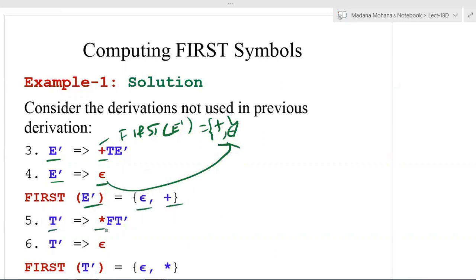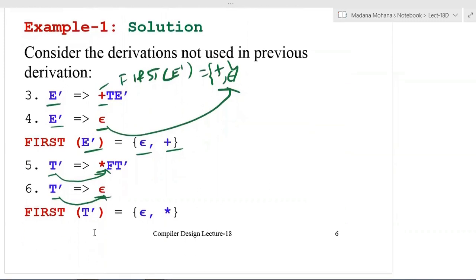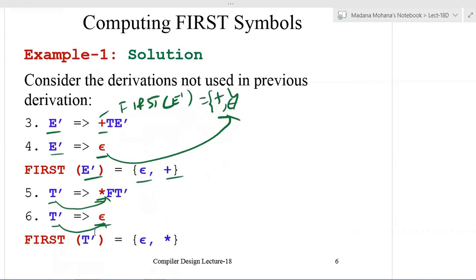Similarly T' derives star F T', then T' derives null, because T' contains two productions. Therefore first of T' includes the terminal at the start of the derivation, so star. Then first of T' also includes null. As per the definition, if it contains null, then first of null equal to null only. If it contains a terminal, first of terminal equal to the terminal only. Therefore first of T' equal to epsilon comma asterisk.